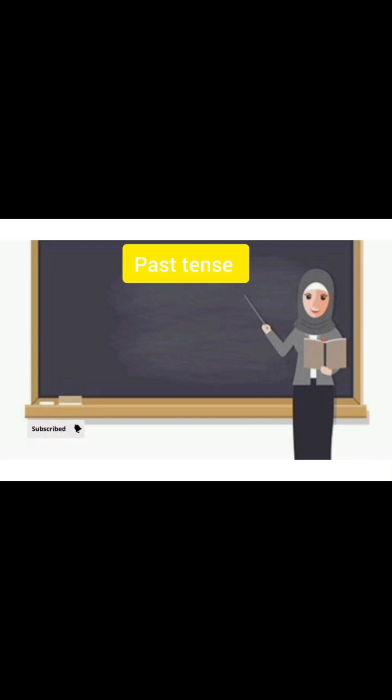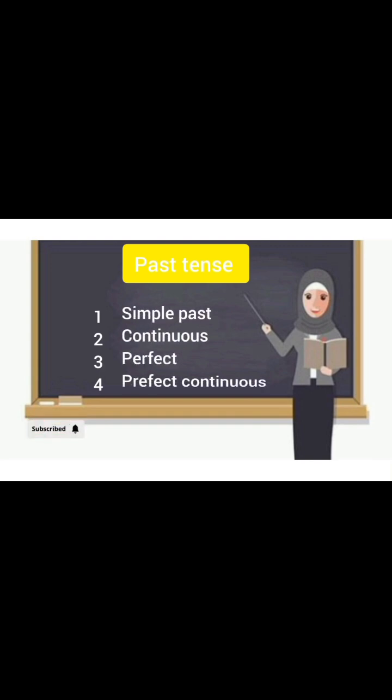The past tense has 4 forms: simple past, past continuous, past perfect, and past perfect continuous. Each one is used in different situations. Let's go over each form, along with its structure.